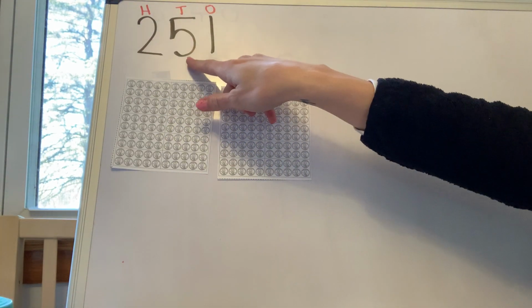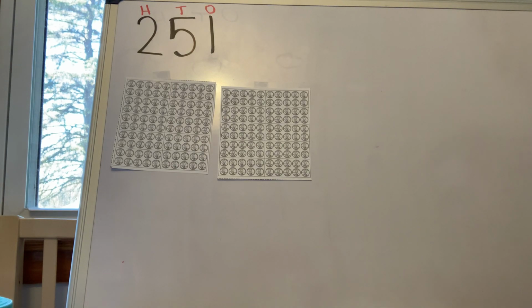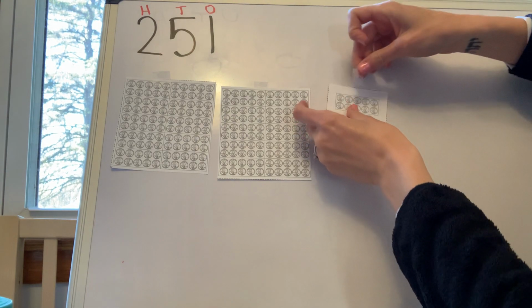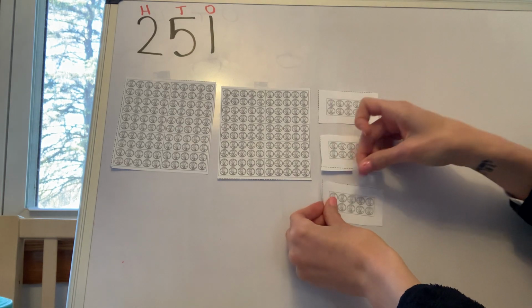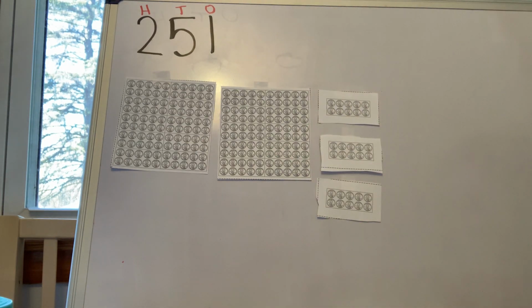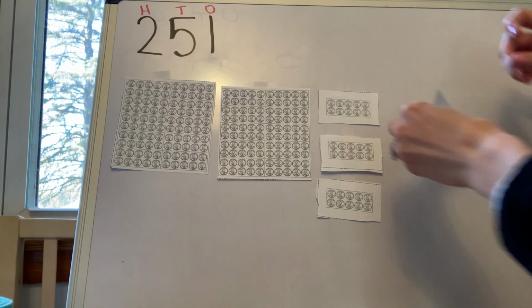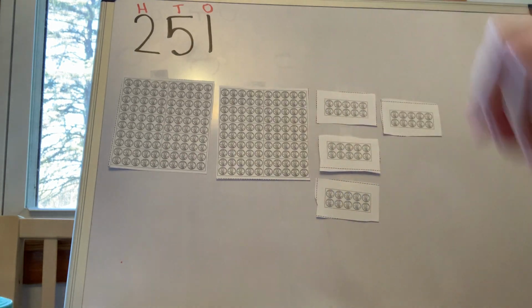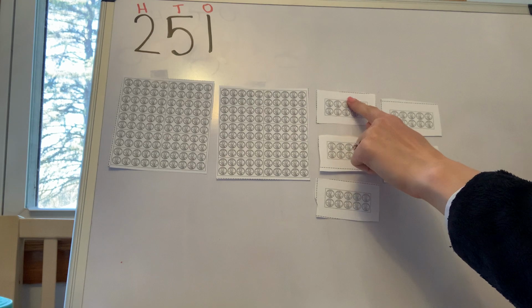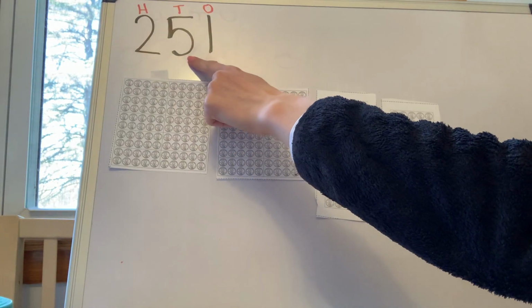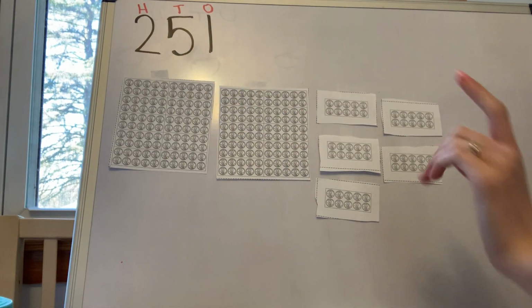All right, now how many tens do I need? 5 of them. All right, here we go. So I'm going to take out all these tens. 1 ten, 2 tens, 3 tens, 4 tens, and 5 tens. All right, 1, 2, 3, 4, 5 tens. Awesome. Now all I have left is my ones place.